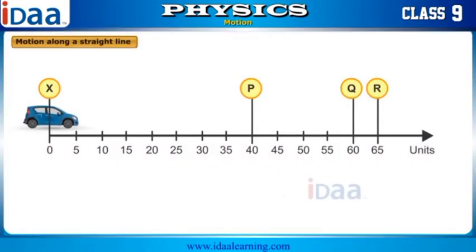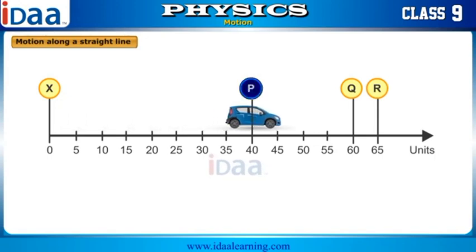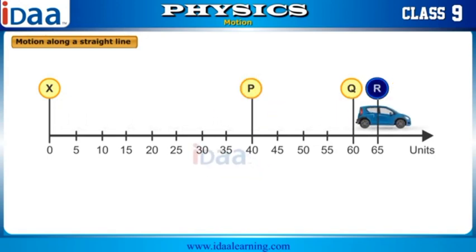Motion along a straight line. We will try to understand the motion in a straight line from the following example. Imagine an object moving along a straight line. The line has markings at regular intervals. An object moves along the line from the starting point X. It then moves to P, Q, R, and then back to P.